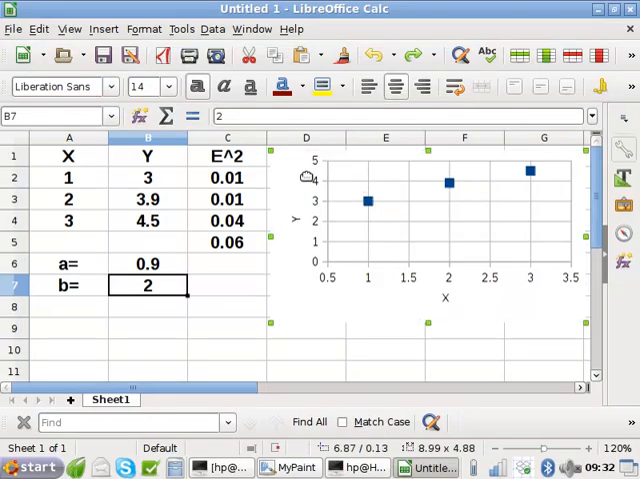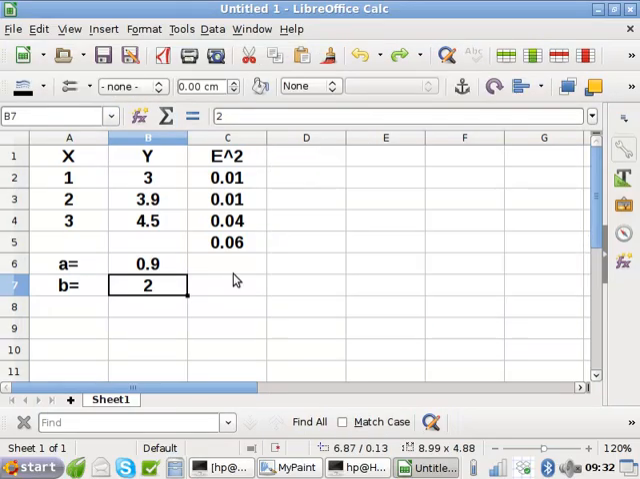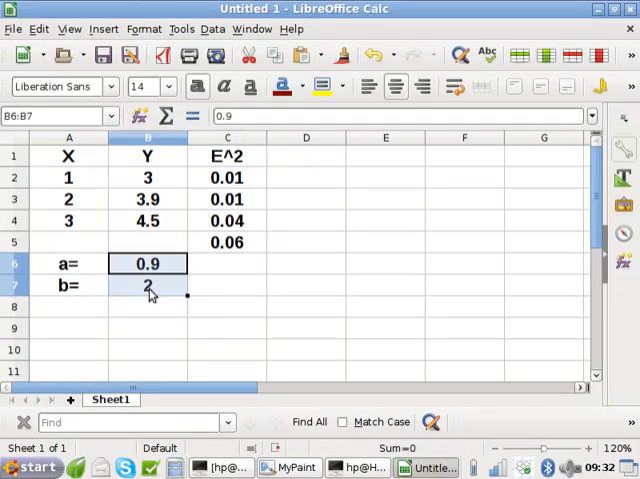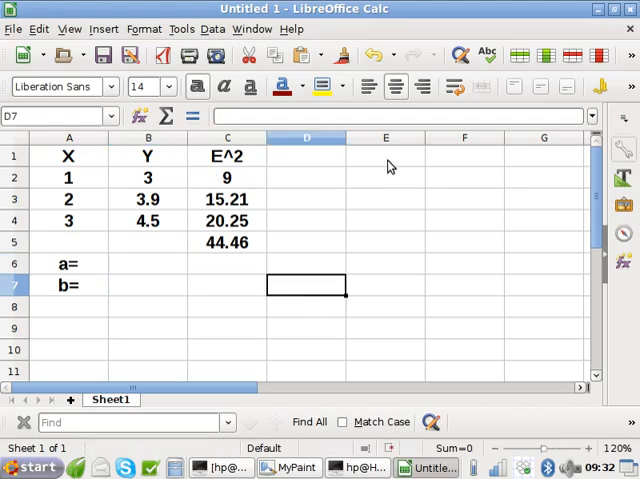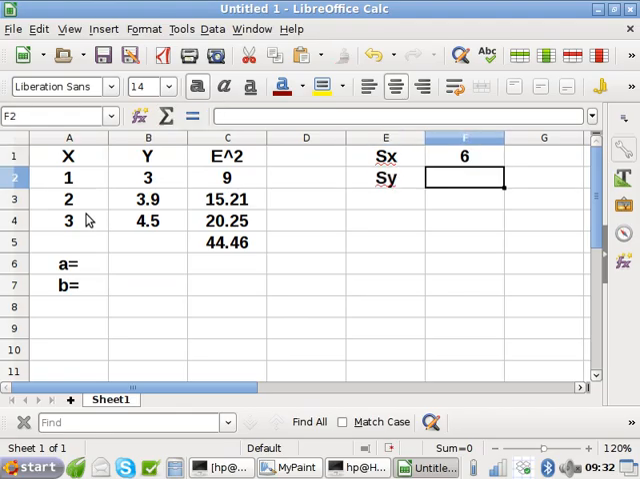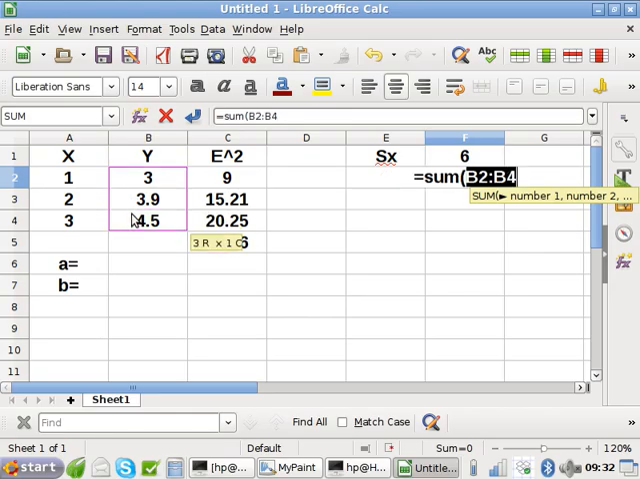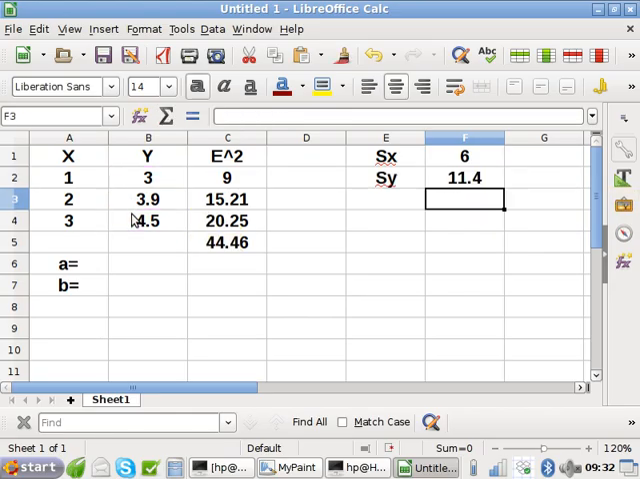Okay, so I'm going to delete this graph here. Right, so the first thing I want to get is Sx. So that is the sum of all the x's. So 1 plus 2 plus 3, 6. So that's easy. Now, Sy, that's the sum of all the y's. So that's going to be 11.4.